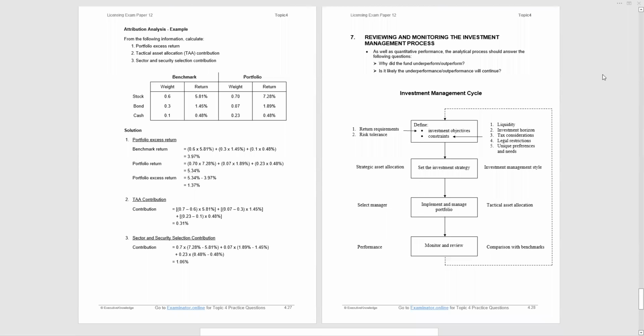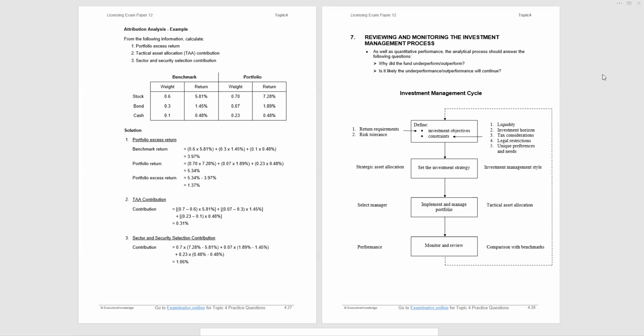Okay, let's look at an attribution analysis example. From the information, we're asked to calculate portfolio excess return, then tactical asset allocation contribution, and the sector and security selection contribution. From the diagram previously, you should see that 2 plus 3 will give you B plus C plus D, which is the portfolio excess return. So as a short formula, 1 equals 2 plus 3, which is the relationship you should be aware of to answer a question on attribution analysis.